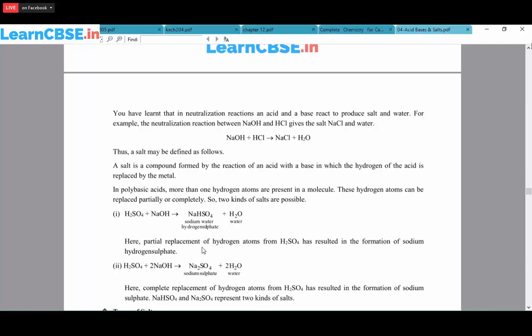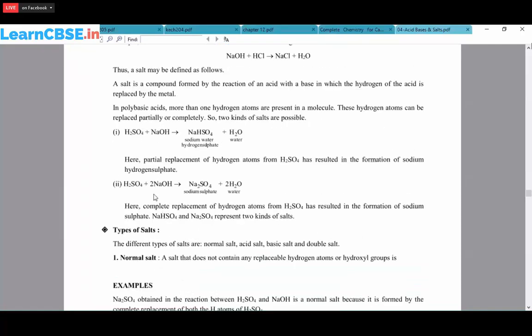Here, the partial replacement of the hydrogen atoms from H2SO4 has resulted in the formation of sodium hydrogen sulfate. Now we use 2 moles of NaOH. Now there are 2 sodium ions present, so they can replace the 2 protons. Protons are nothing but H+ ions. So it will completely replace the H+ ions in the sulfuric acid and form Na2SO4, sodium sulfate, plus water. This we call a complete replacement of the hydrogen atoms.